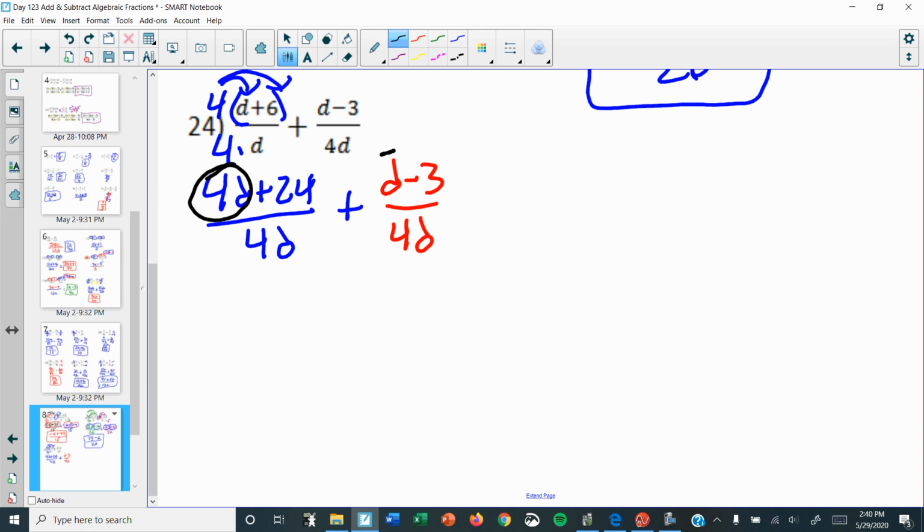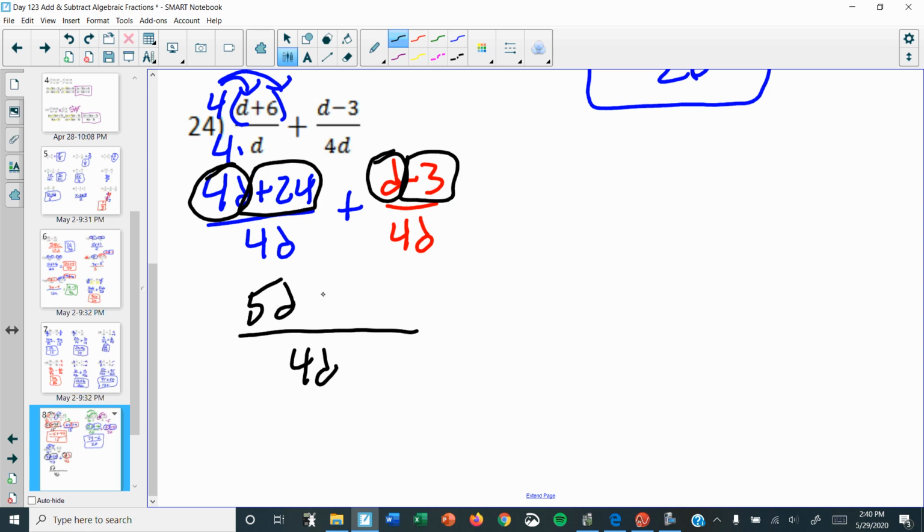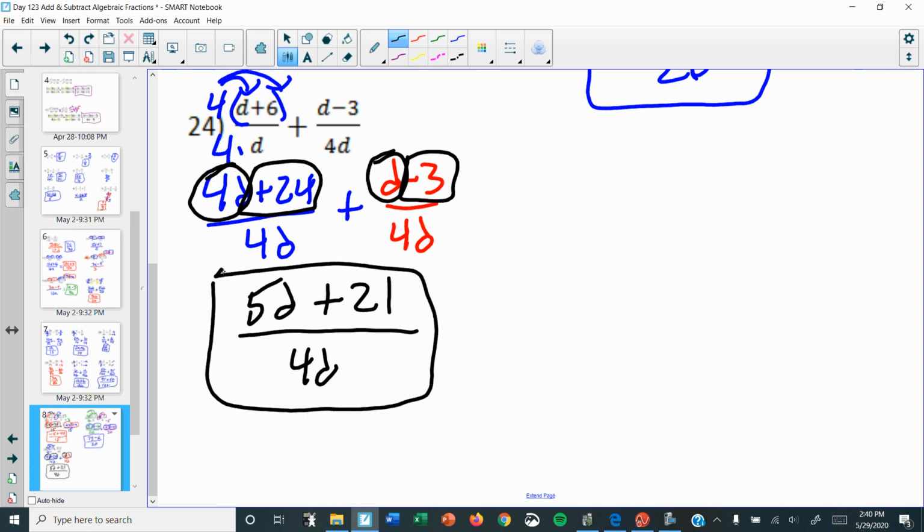4d plus d is 5d. Why don't we put it over 4d? And then 24 minus 3 is 21. And there's nothing you can do, so that's your answer.